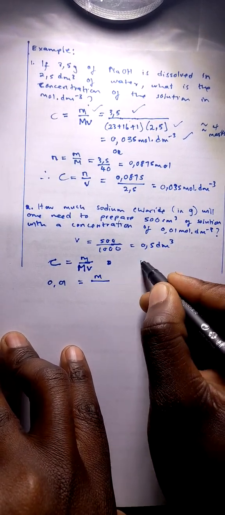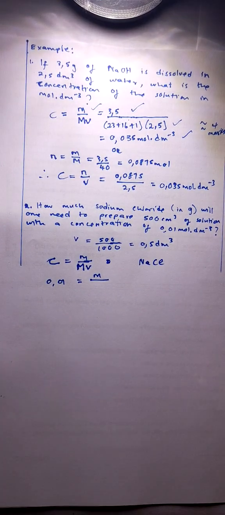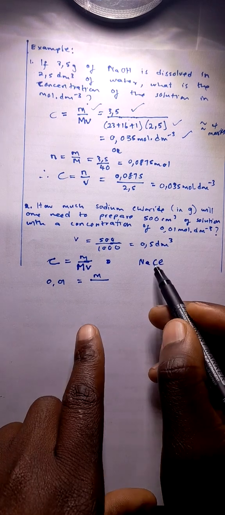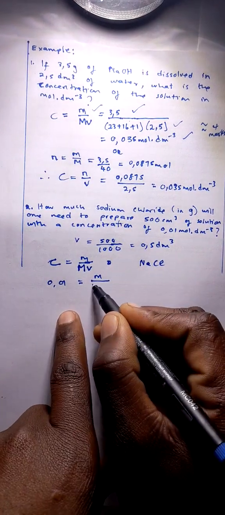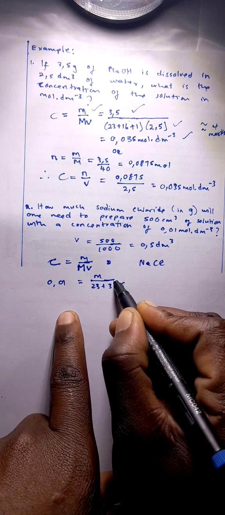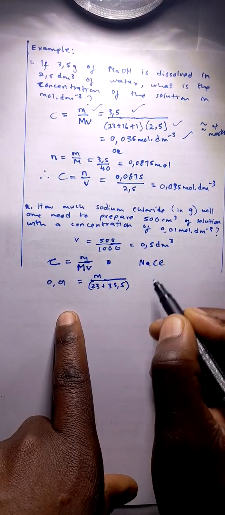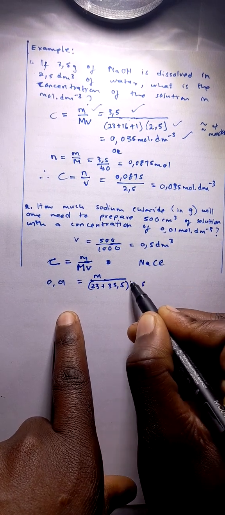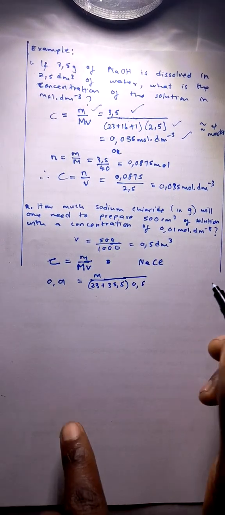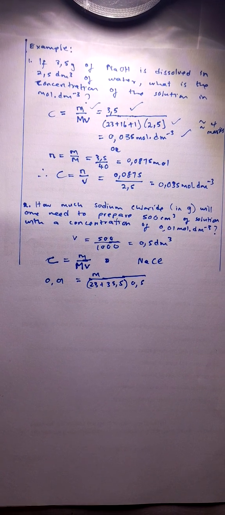So sodium chloride is written like this, NaCl. Okay. And so it's going to be 23 plus 35.5. Okay. Multiplied by the volume. Are we given the volume? Yes, we converted 0.5. Okay, so half of this. Okay. And you use your calculator.